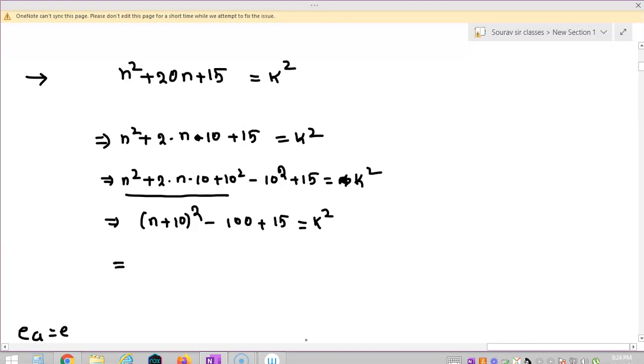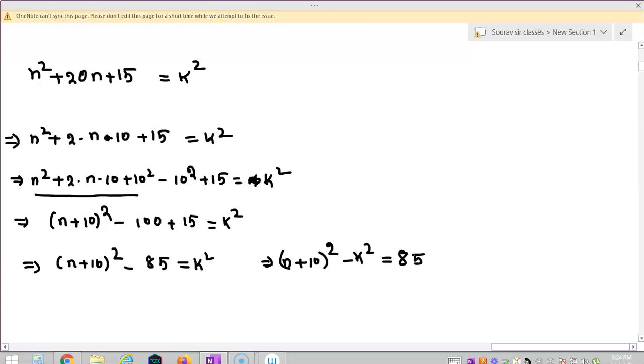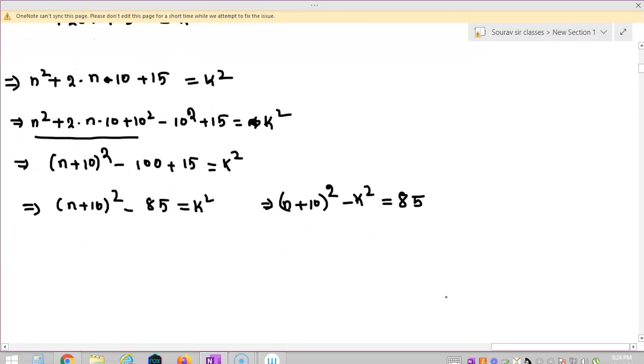So I can write it as (n plus 10) whole squared minus 85 is equal to k squared, right? So I can write it as (n plus 10) whole squared minus k squared is equal to 85. By using the formula of a squared minus b squared, I can write it as (n minus k plus 10) into (n plus k plus 10) is equal to 85.